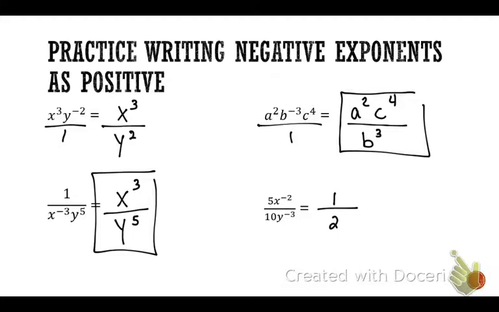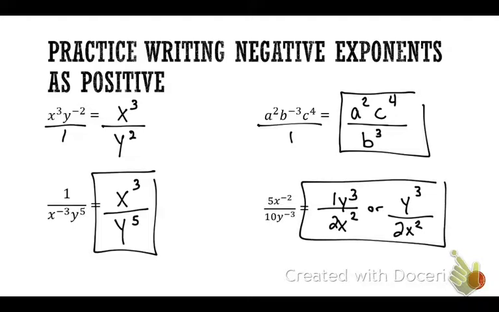Okay? Now, how would I write x to the negative second as positive? Would I keep it in the numerator? No, it needs to go to the bottom. And how do I make y positive? It needs to go to the top. They need to switch. So x to the second moves to the bottom and y to the third moves to the top. This is your final answer, or you could just say y to the third over 2x squared. Okay, the 1 is understood. So either way.